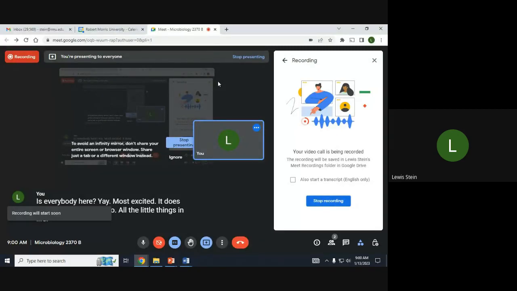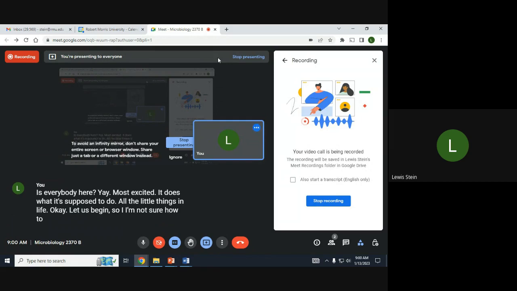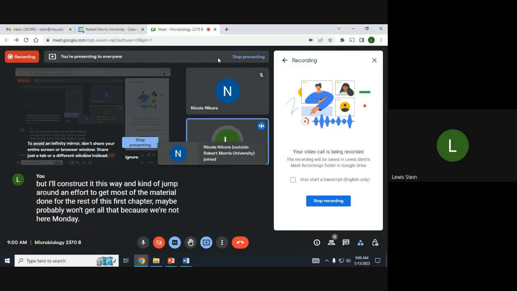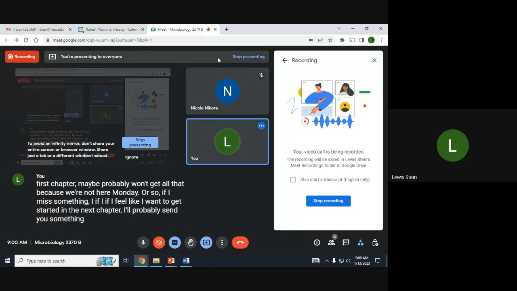Okay, let us begin. I'm not sure how to construct it, but I'll construct it this way and kind of jump around in an effort to get most of the material done for the rest of this first chapter. But I probably won't get all of it because we're not here Monday, of course. So if I miss something, or if I want to get started on the next chapter, I'll probably send you something. I'm having trouble at home doing that because I keep forgetting to turn on the recording.